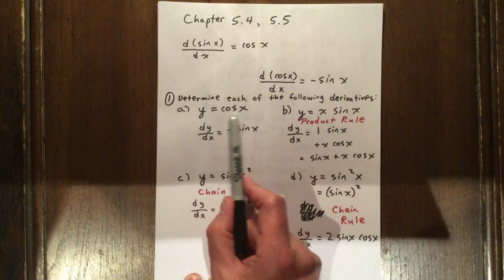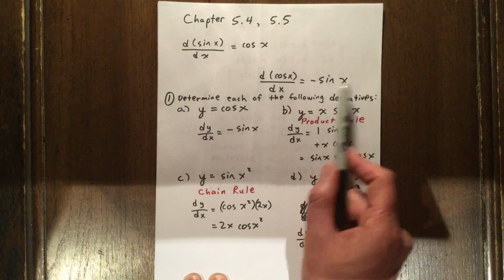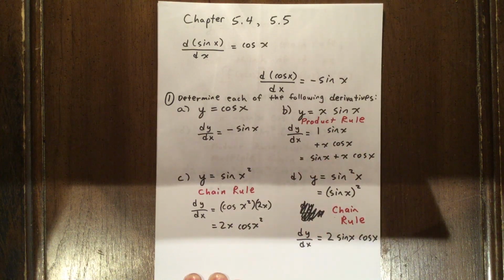So the first one, y equals cos x, the derivative is negative sine x. That's just a straightforward application of one of our rules.